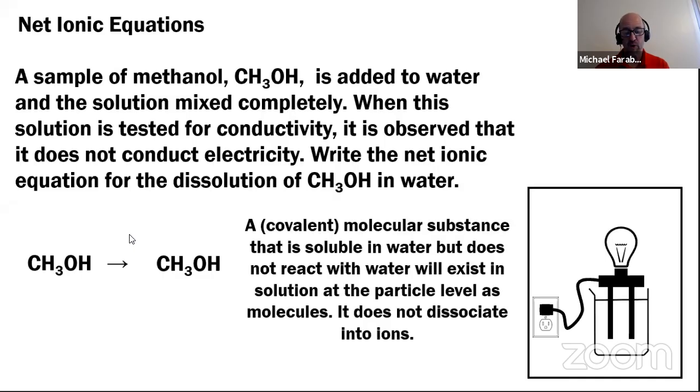So a covalent or a molecular substance like sugar or water, or in this case, the methanol, if it is soluble in water but does not react with water, it will exist in solution at the particle level as molecules, and it does not dissociate into ions. Now, if we're going to write net ionic equations, it's helpful to know the difference between whether something breaks up into ions or does not.